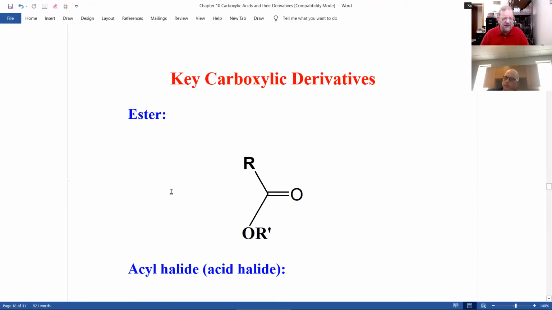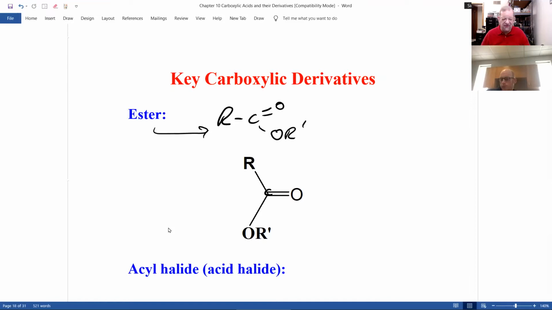Now, the key functional group that I will talk about is the ester. And you have your carbonyl, and my software doesn't like to put in carbonyl carbons, and you replace the OH with an oxygen and R prime. And this is called an ester.